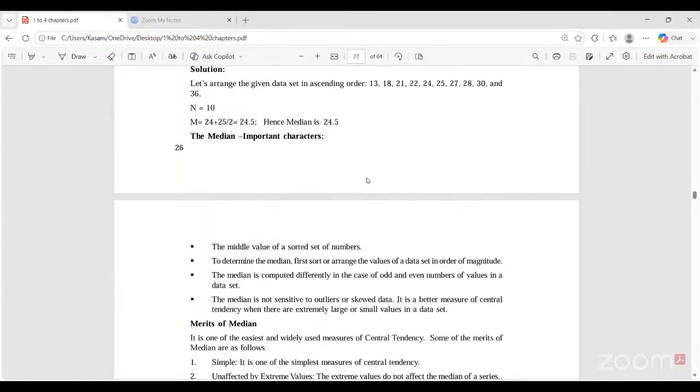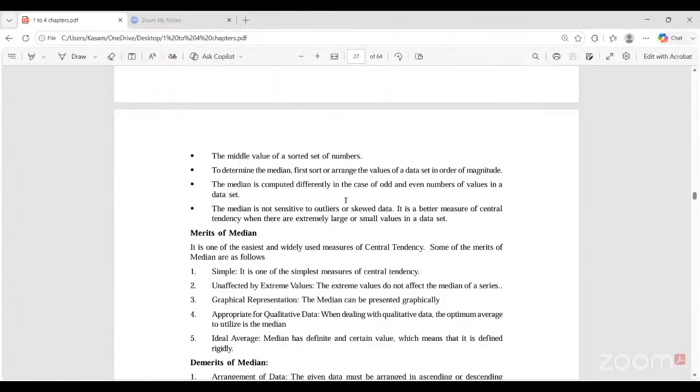The median is the middle of the sorted set of numbers. To determine the median, first sort and arrange the values of the data set in order of magnitude. The median is computed differently in the case of odd and even numbers of values in a data set. The median is not sensitive to outliers, meaning extremely large or small values in the data set do not affect this measure of central tendency.